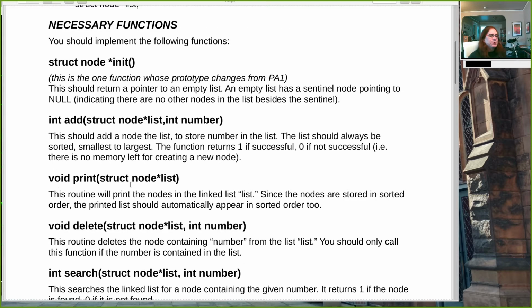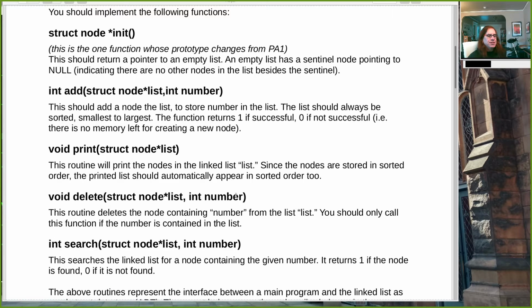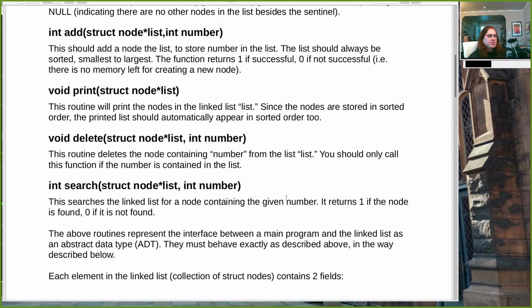Print just takes a pointer to a struct node, and prints out the elements of the list, all on one line, in sorted order as usual. Delete takes a number and removes it from the list. It cannot fail because you should only call this if your number is actually contained in the list. So it's a void function again. Search searches the list for a number and returns 1 if it's found, 0 if it's not.